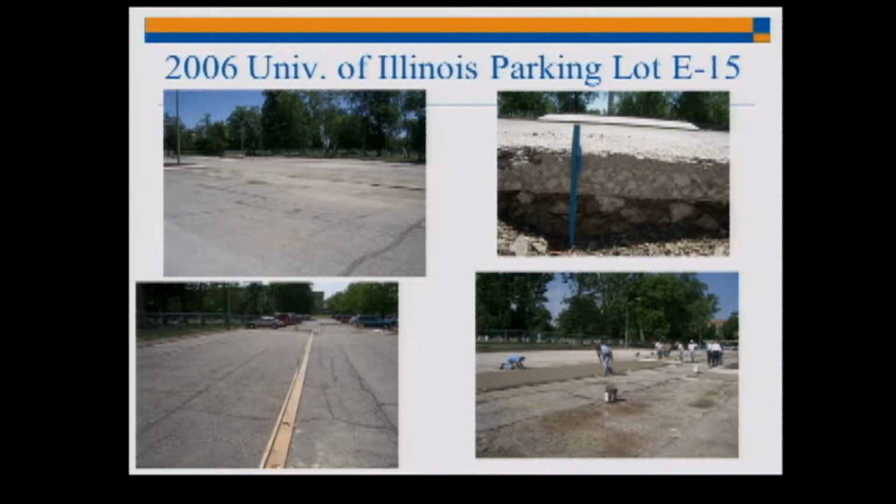You can see the condition of this parking lot. And it's mostly passenger cars. Occasionally you get a truck, but not very many. This is about 65 millimeters of asphalt. It's very easy to construct.